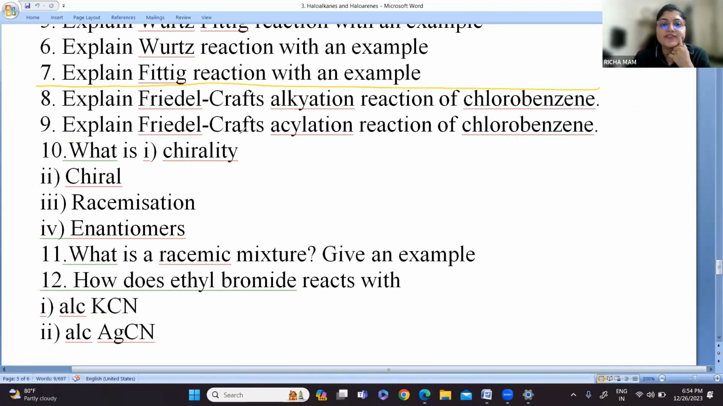explain Friedel-Crafts alkylation reaction of chlorobenzene. I hope you are writing the things. So please write down the reaction. The reaction will be like this.